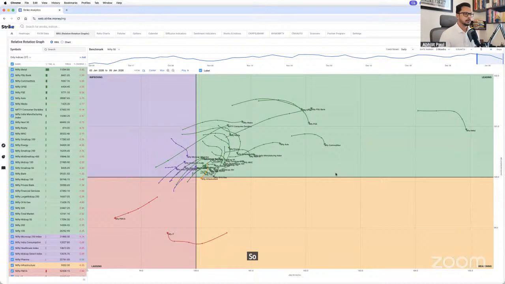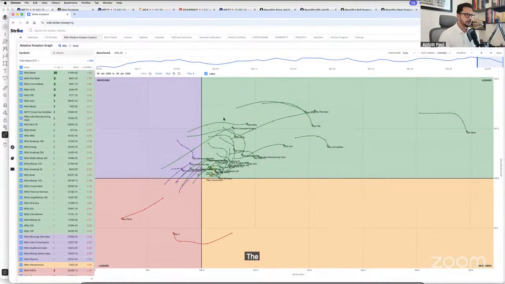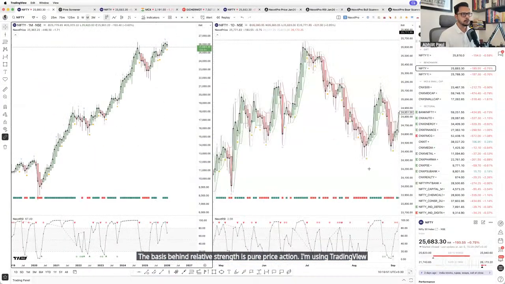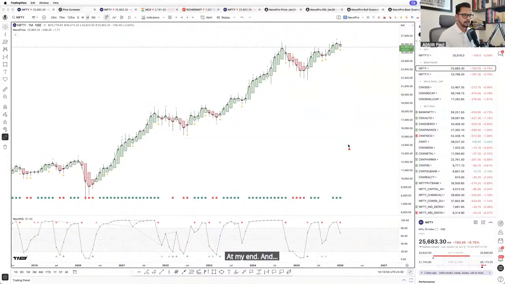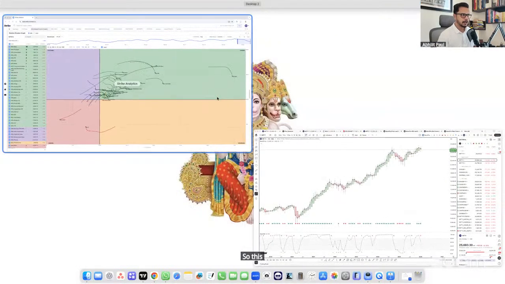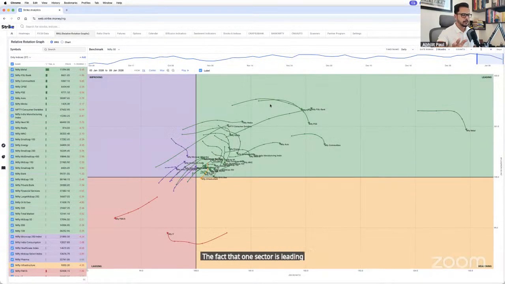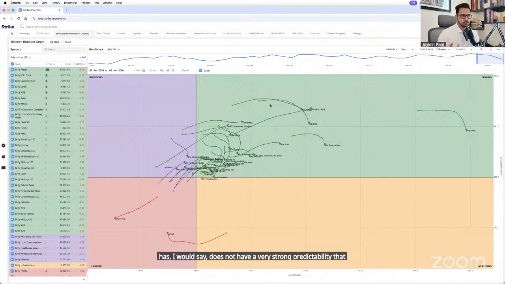So it's extremely important that we understand relative strength, but we also understand what the basis behind relative strength is. The basis behind relative strength is pure price action. I'm using TradingView at my end, and price action, price behavior, trend, no trend, downtrend, uptrend. This behavior, if this rallies, we will see outperformance. So this RRG reading, the fact that one sector is leading, the fact that one sector is not leading, does not have a very strong predictability that that will continue. It's an anticipation, it's an assumption. Anything can happen based on price.